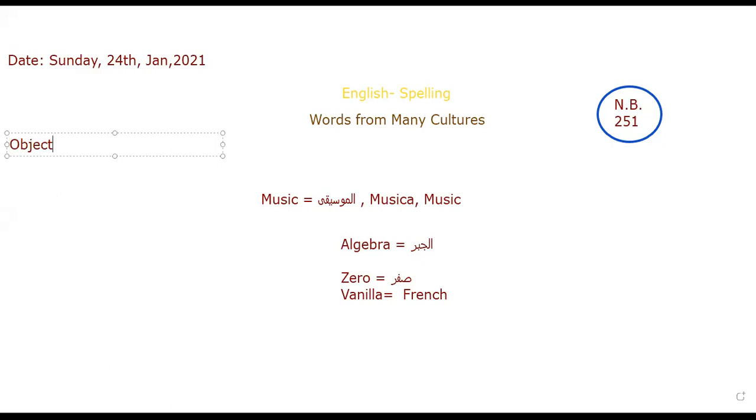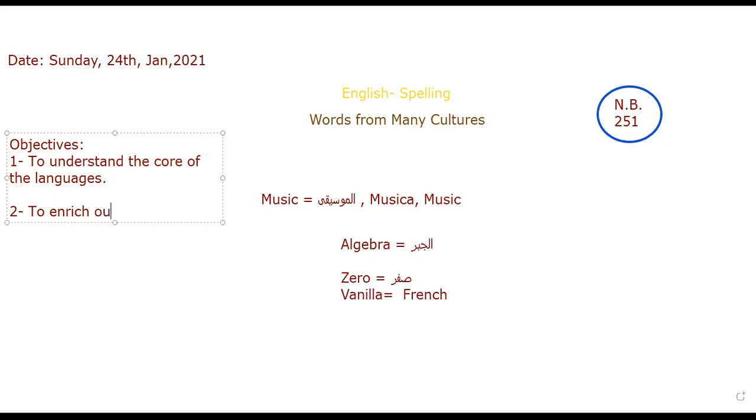So why do we have all of this information? To understand the core of the languages and how they affect each other, and to enrich our language with the information. The more we understand the origin, the richer our language will be, because now we take other words from other countries. طيب, let's go right now to page 251.